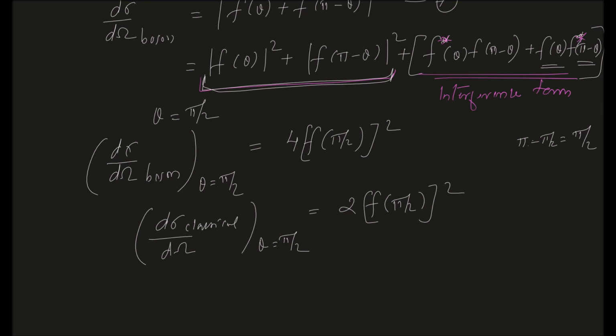So you can see that quantum mechanics tells you that the differential scattering cross section at some particular angles is much larger, or twice the value predicted by the classical mechanics. And this happens because of this interference term in the differential scattering cross section.